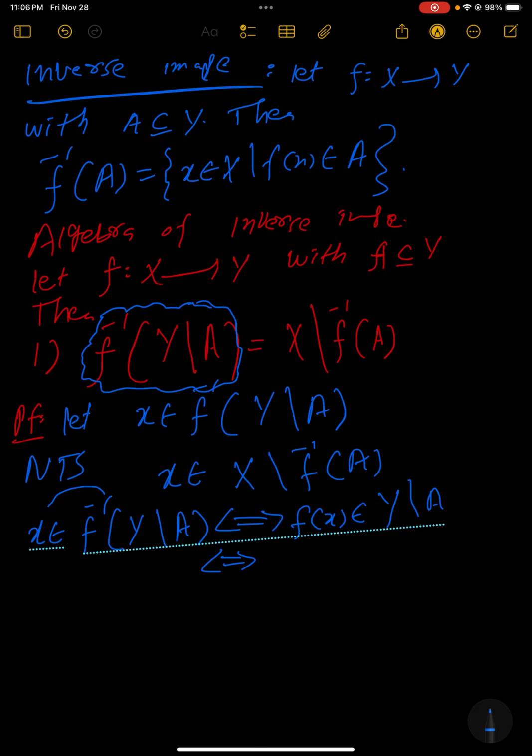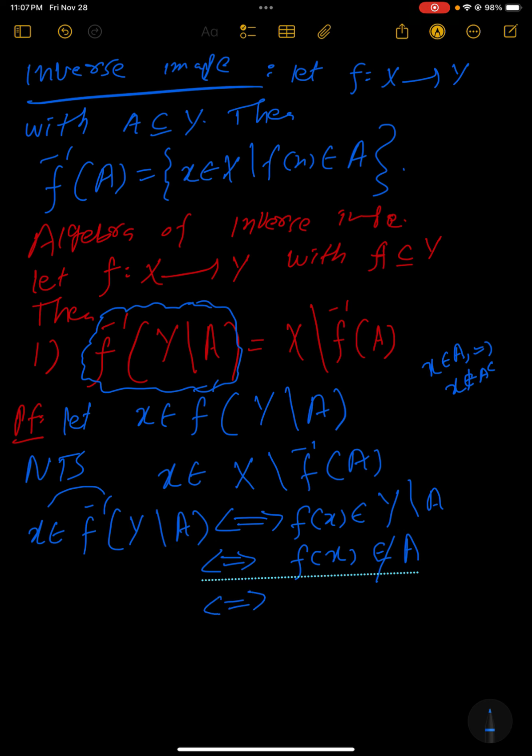Now if f of x belongs to the complement of A, what does that mean? Any element belonging to the complement of a set does not belong to that set. So from here I can say that f of x doesn't belong to the set A. Now what does this mean again? If f of x doesn't belong to A, this means that the element x doesn't belong to the inverse image of A.